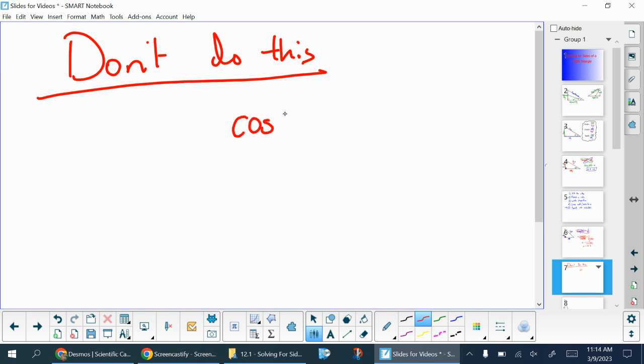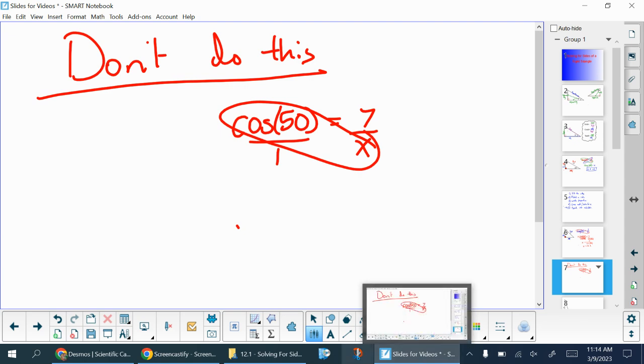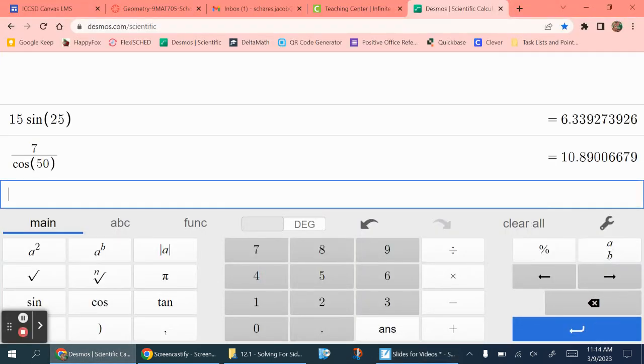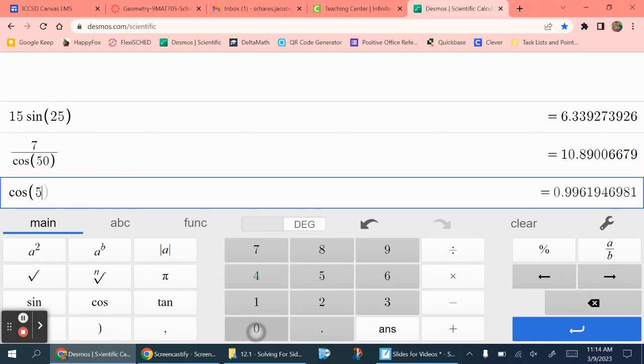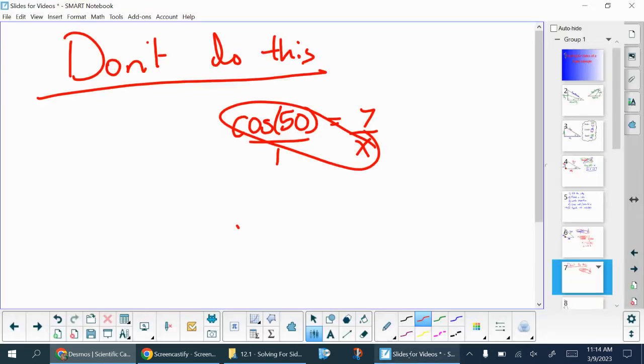So if I have cosine of 50 equals 7 over x, one thing I'll see a lot of is when you do that cross multiplying, some people will go ahead and type it into Desmos right away. So if I get cosine of 50, oh, it's 0.64. So they'll write 0.64x equals 7, and then they'll divide by 0.64.